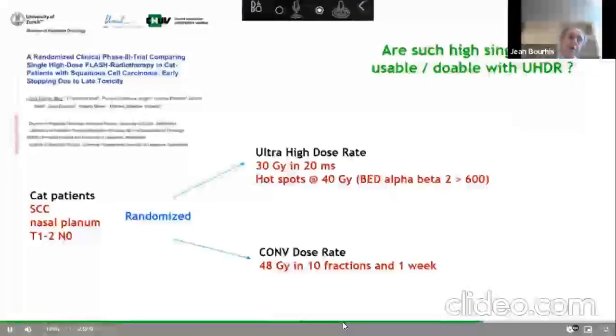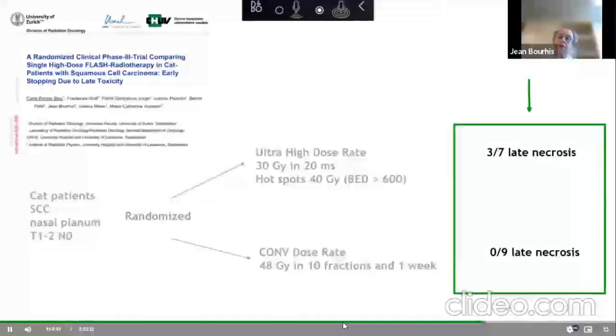And this is again a very important study which has been submitted from Lausanne and Zurich. We tested in a randomized clinical trial 30 gray, 20 milliseconds, single dose with hotspots. We have to say there were hotspots up to or beyond 40 gray. And it was compared to a sort of conventional irradiation in cats, which was previously shown to be very safe and very effective. So here, what do we see in terms of toxicity?